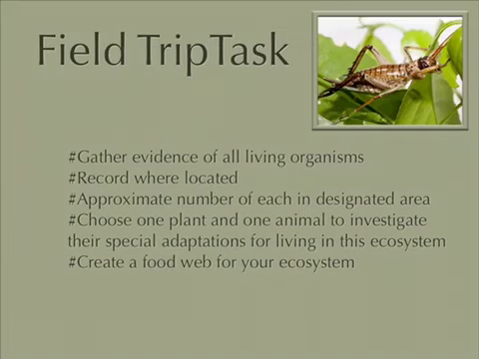Then you have to work out, by counting the population, which species is there the most of and why. And this is an approximation because if you're trying to count ants, for example, it's really difficult. You'll then choose one plant and one animal. And you're going to look at their special adaptations for them to be able to survive where they do. The final part of your investigation is to create a food web for your ecosystem.